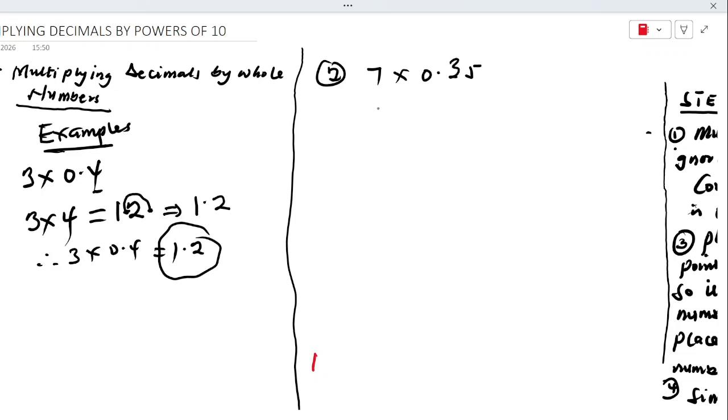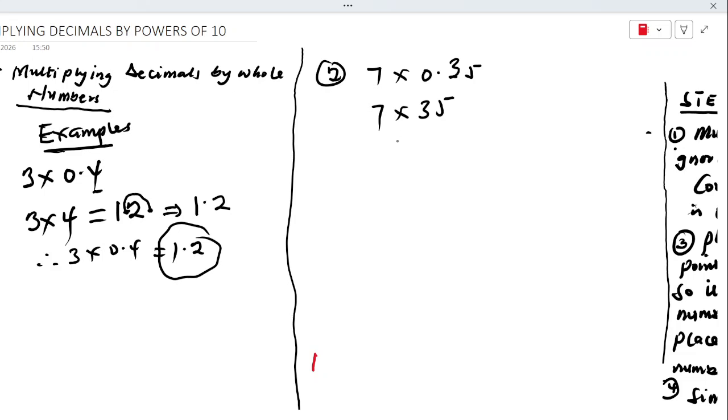0.35. So the first step is to count the number of decimal places it has. It has 2 decimal places. So you ignore the decimal point. So you have 7 times what? 35.